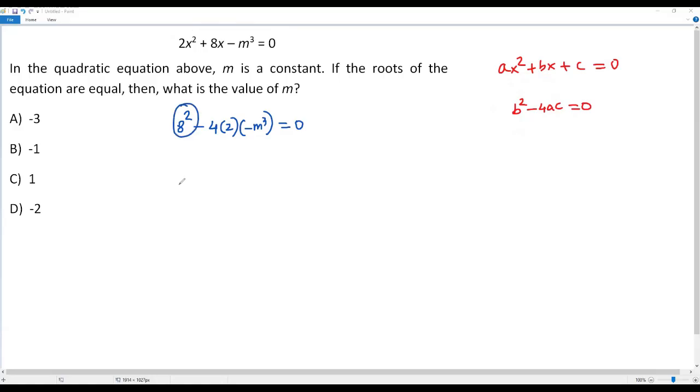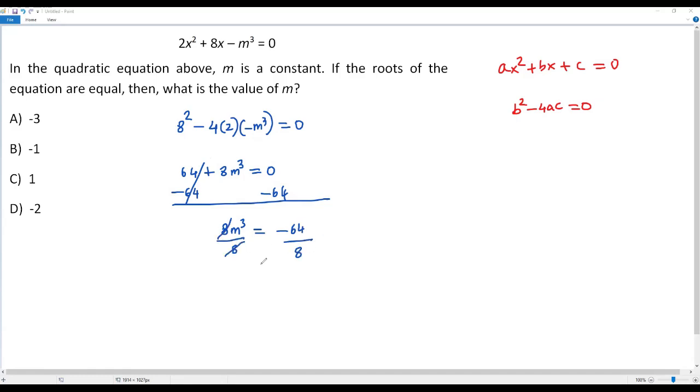Okay, the value of 8² is 64. And 4 times 2 is 8, that is, we get −8. And negative times negative 8m³ will be positive 8m³, equals 0. Our aim is to solve for m. Okay, let's isolate m in this equation. Let me subtract 64 from both sides of this equation. This positive 64 and negative 64 will cancel out. 8 times m³ equals −64. Let me divide both sides of this equation by 8. Then this 8 will cancel out, and m³ equals −64 divided by 8, which is just −8.